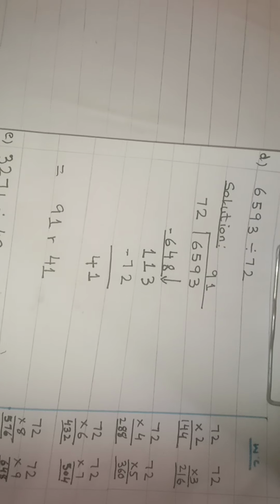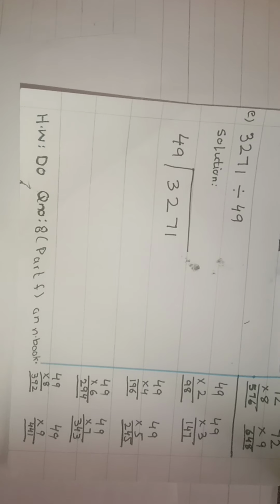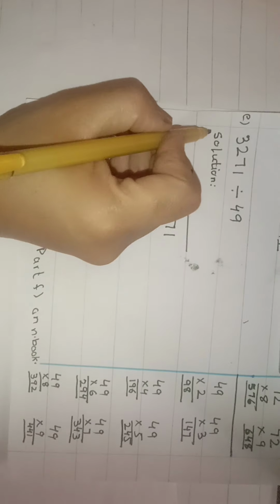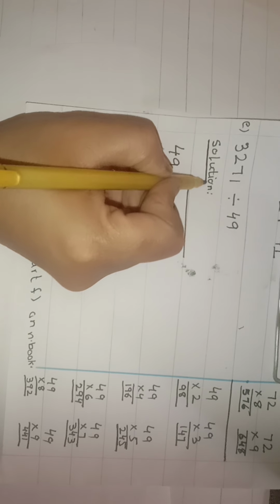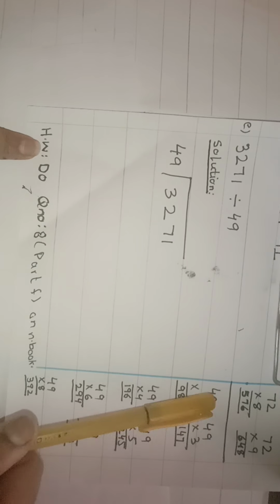Let's see E part. E part is 3271 divided by 49. Here we require the table of 49. First of all, we will find out the table of 49. You can see that 49 twos: 2 nines are 18, 1 carry, 2 fours are 8 and 1, 9. 3 nines are 27, 7 and 2 carry, 3 fours are 12, 13, 14. That's how you can easily find out the table of 49 till 9. After that, let's start our division.